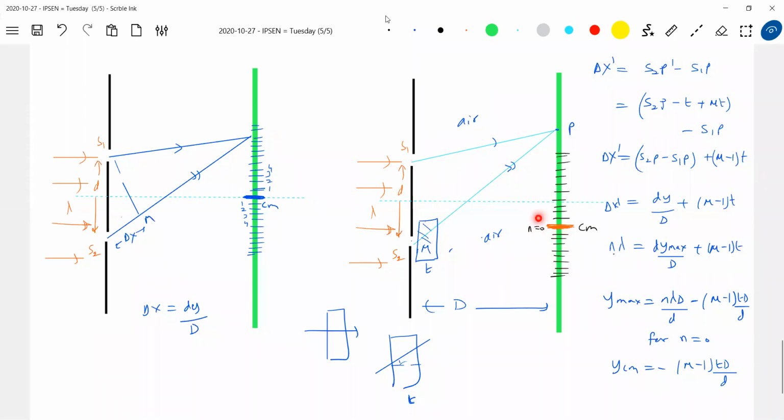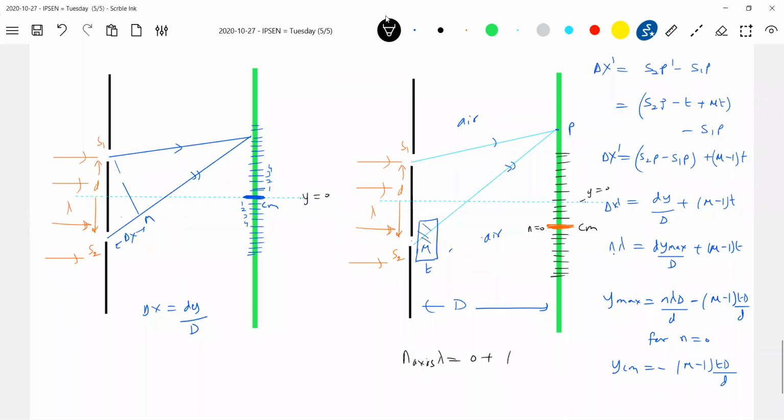How many fringes got shifted? If they ask you that, what has to be done? How many fringes passed down the axis? For that we should know the order of interference at the axis. The axis means y equals 0, and all distances are measured with respect to this. So directly put y equals 0, then you will get the order of interference at the axis. What do you mean by positive? Those maxima which lie above the central maxima will appear at the axis.